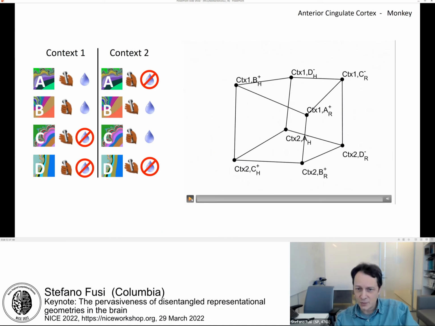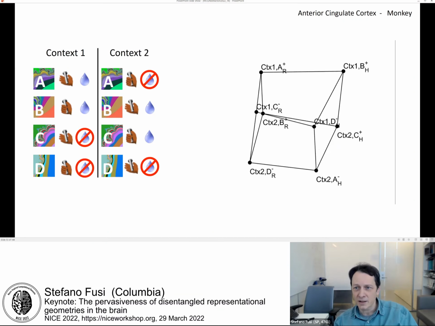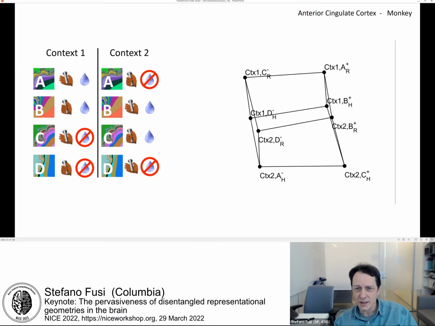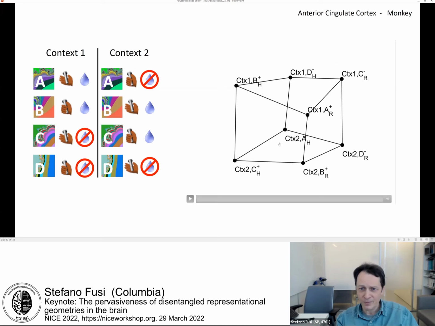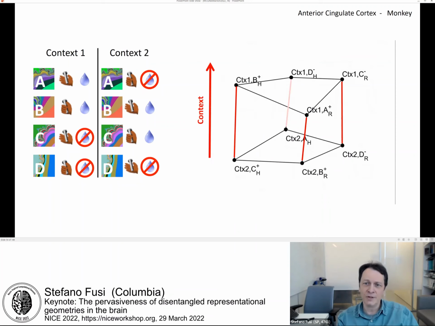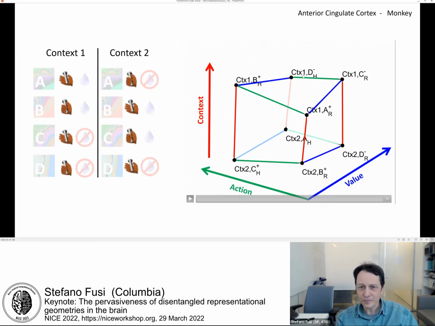And now you can see this beautiful representation that is basically a cube. And if you look at the labels, they're all very nicely arranged. So for instance, context 1 is at the top, context 2 is at the bottom, pluses on this face, minuses on this other face, and so on. So this is a beautiful example of a disentangled representation. All the coding directions are approximately parallel for context, for value, which is another very relevant variable for the monkey, and for action.